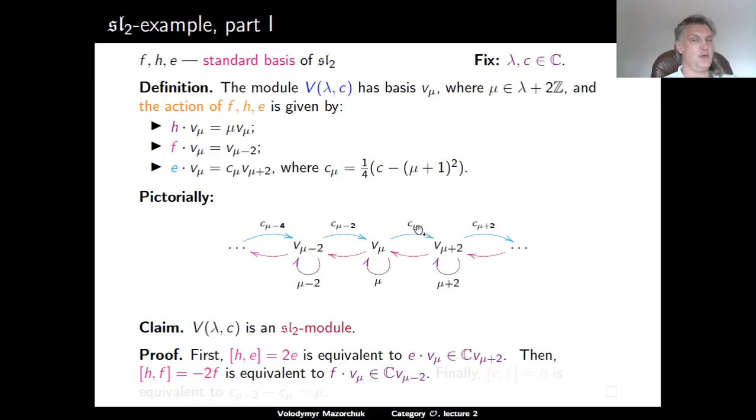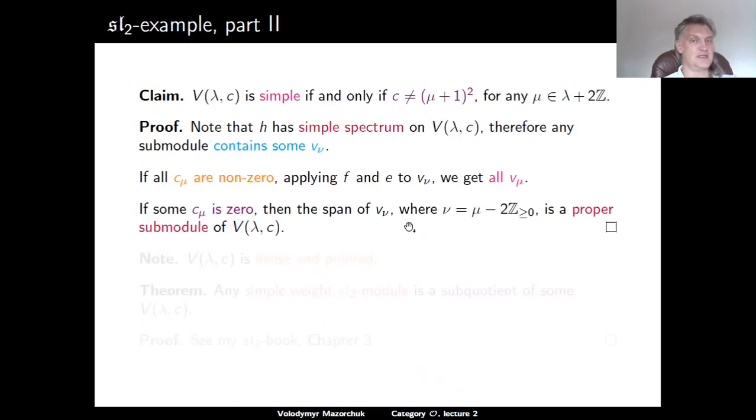If some c mu is 0, then the linear span of all basis vectors to the left of v mu is clearly a submodule. We cannot go to the right from v mu. Therefore, in this case, the module V lambda c will not be simple, which completes the proof of our claim.